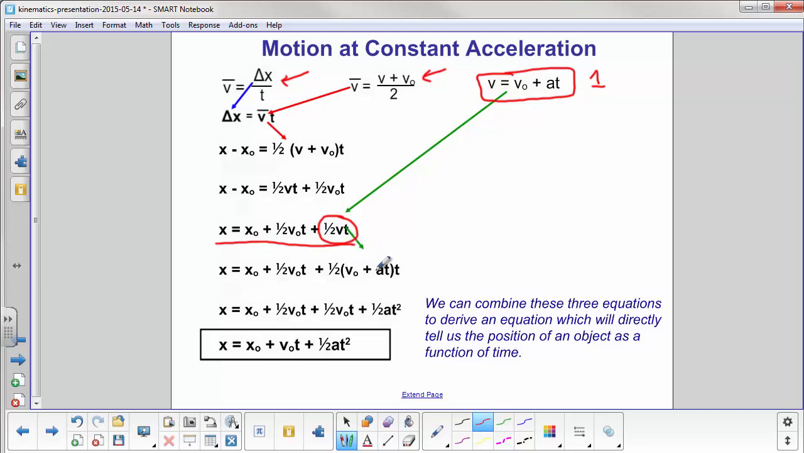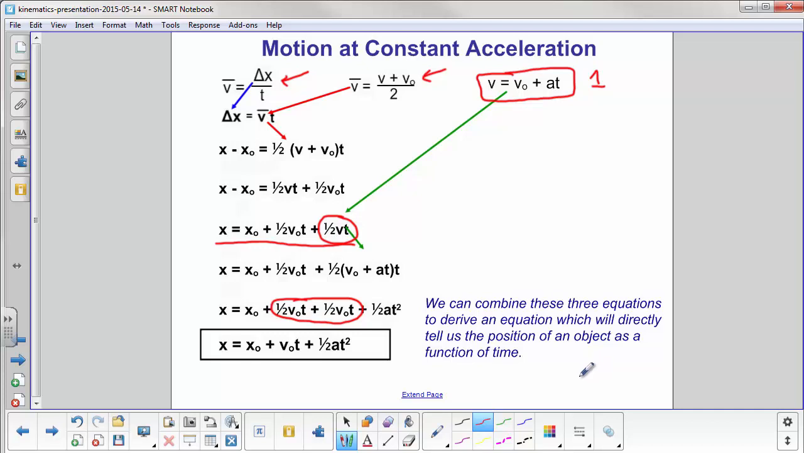So here we have kinematics equation number 1. We use the distributive property of math again, multiply through by 1/2. Then you get 1/2 v0t plus 1/2 at squared. And let's see, can we combine anything? Yes, we can. Look at this right here.